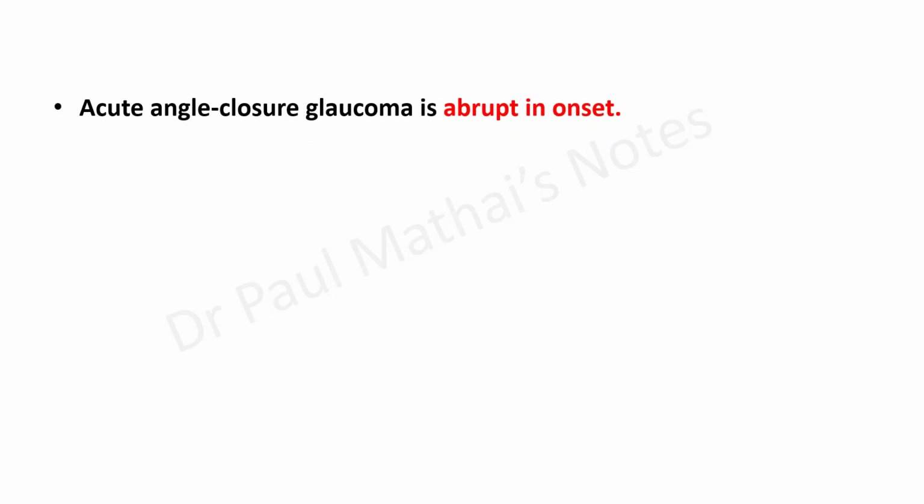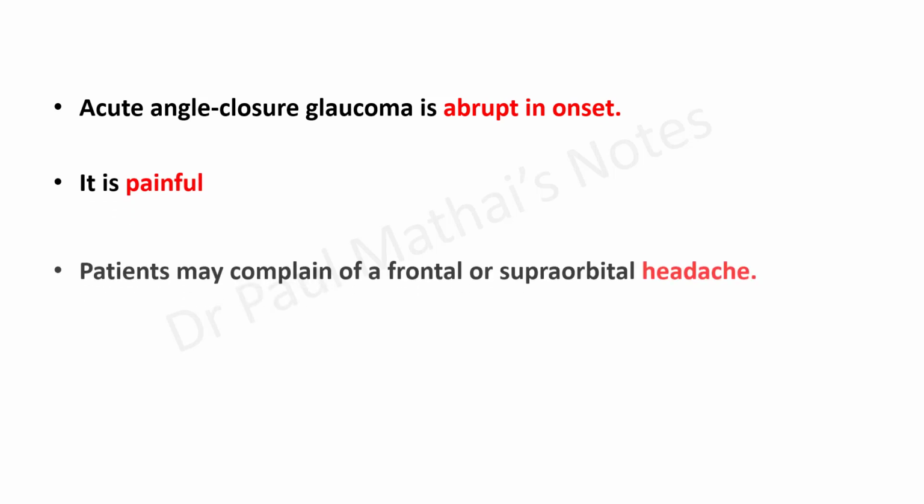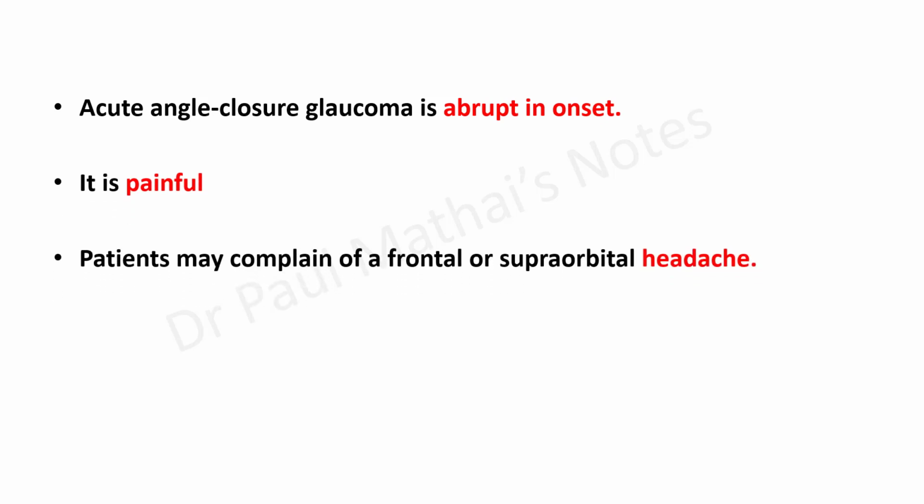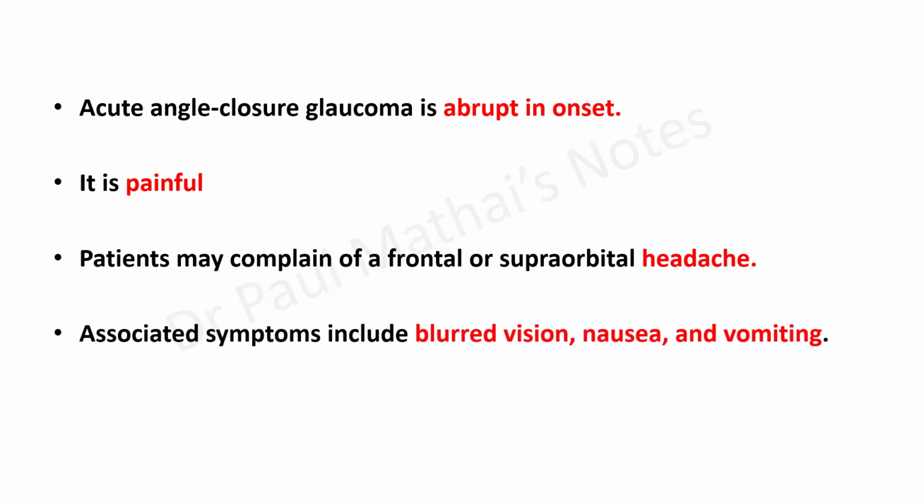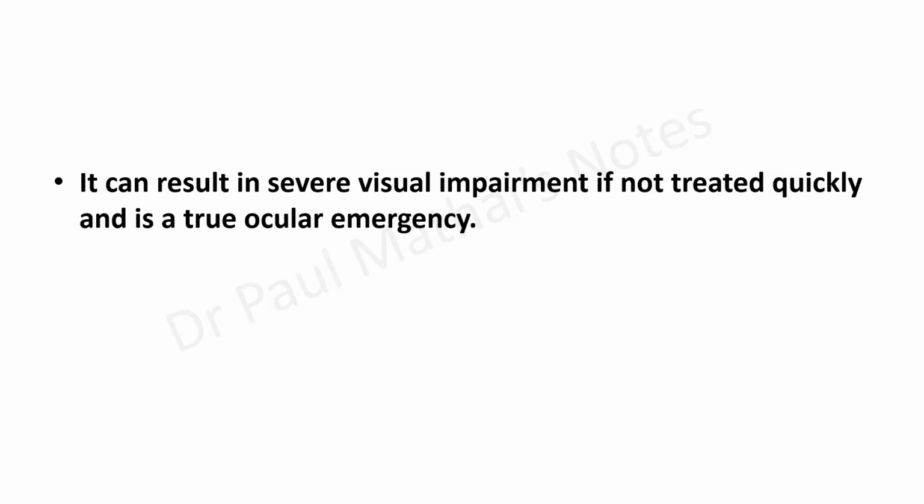Acute angle closure glaucoma, however, is abrupt in onset. It is painful. The patient may complain of a severe frontal or supraorbital headache. There will be associated symptoms like blurred vision, nausea, and vomiting, and it can result in severe visual impairment if not treated quickly. It is a true ocular emergency, and the presentation is quite dramatic.